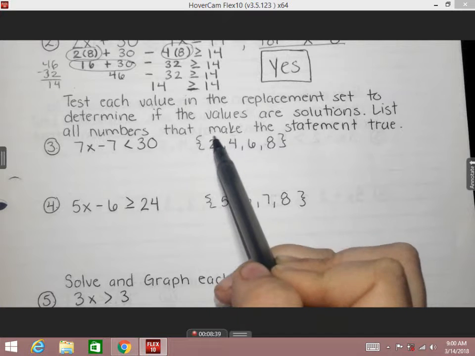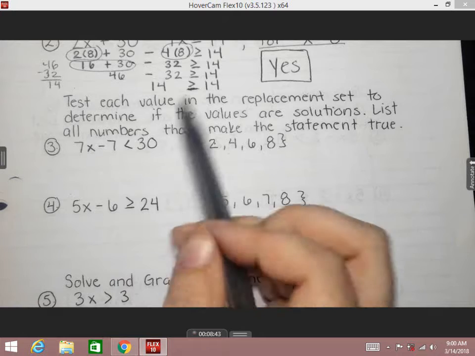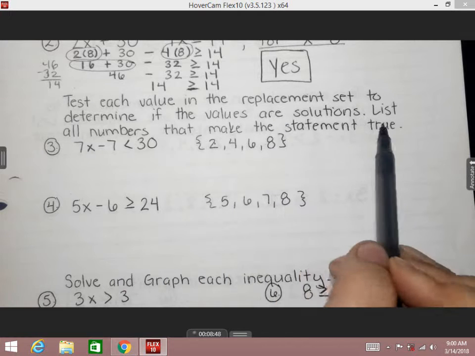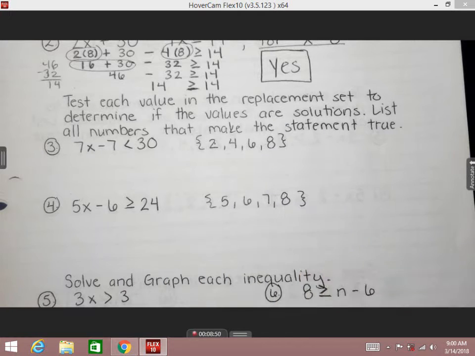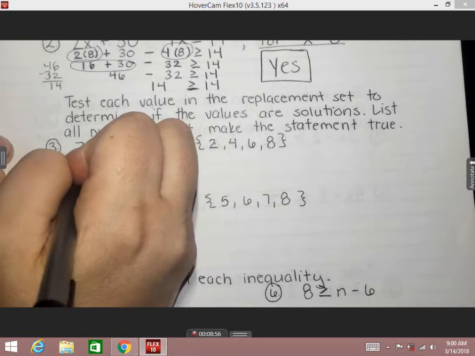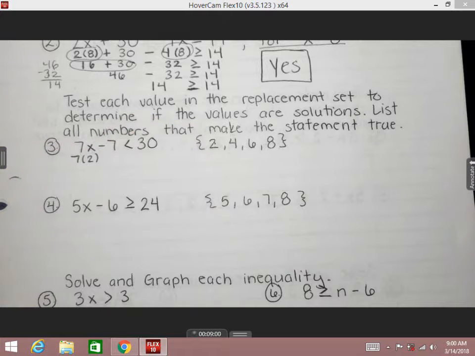A variable. So I'm going to take each of these numbers and replace my variable x. And guys, what we're looking for is the numbers that make the statement true. All right, what's the first number that was given to me in my list? 2. So guys, I'm going to do 2 first. So instead of writing 7x, I'm going to write 7 with the parentheses 2.